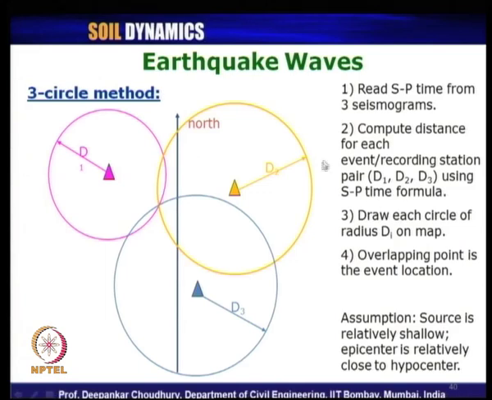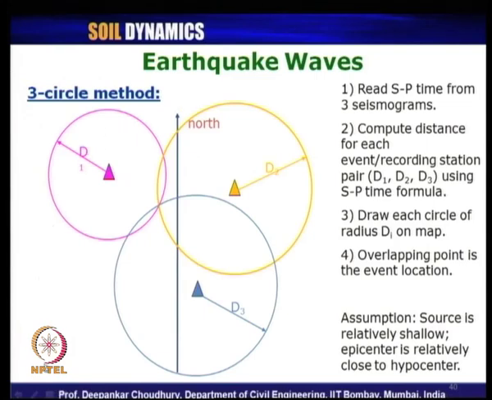So, instead of relying on only those 3, you can use say 6, 7, 8, any number of recording stations and plot that in a graph sheet or paper like this, draw a circle like this. So, most of them will converge to a single point, or at least to a single common shadow zone, that will give us the location of the earthquake epicenter.